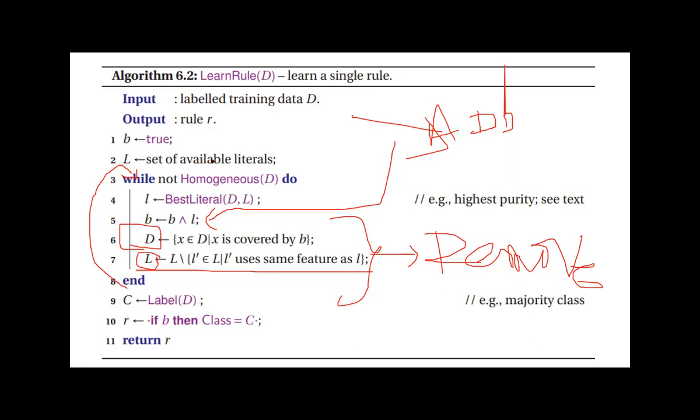So this is finally C is equal to label of D. We are calling the function label of D because it is homogeneous. If it has come here, it means D is homogeneous. So it gives you a label. So now we say if B, then class is C. This is the rule sent back. So very simple algorithm.